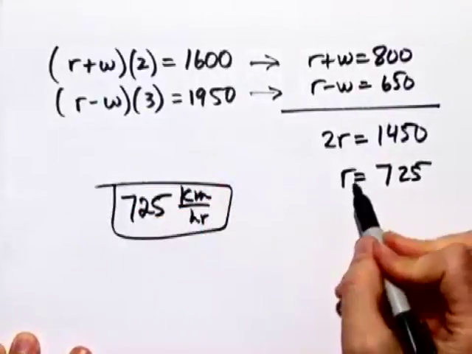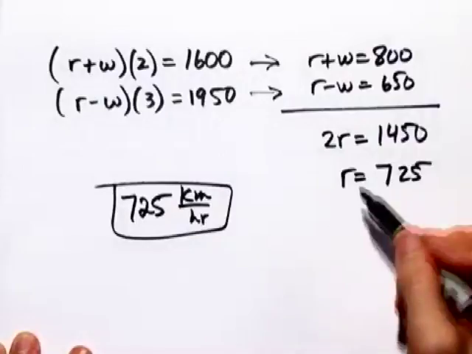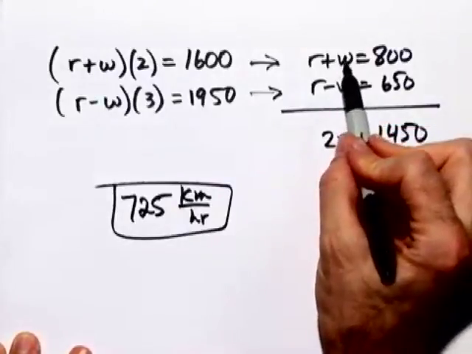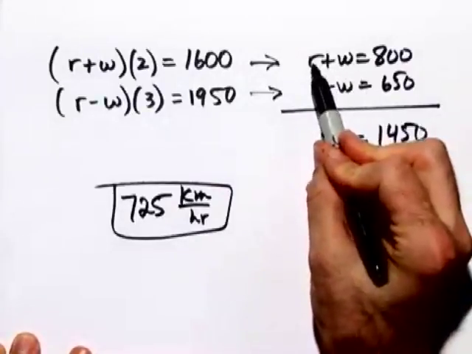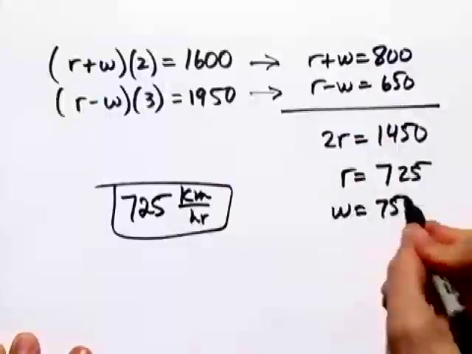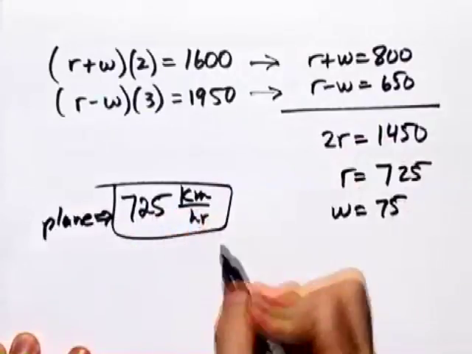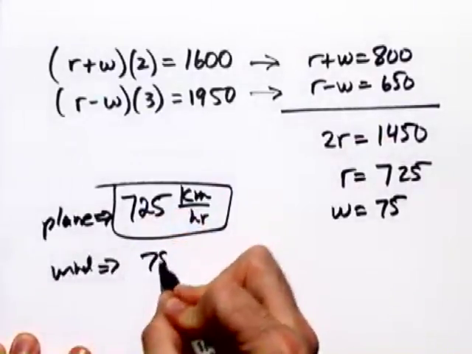This is the rate of our airplane, r. That would be the rate if there wasn't a wind. But the wind, remember, speeds it up and slows it down. When the plane's flying with the wind, it adds the speed w. Since we know r is 725, plugging that in here and subtracting from both sides, we see that w would end up being 75. So, we know that the plane travels at a rate of 725 kilometers per hour, and the wind travels at a rate of 75 kilometers per hour.